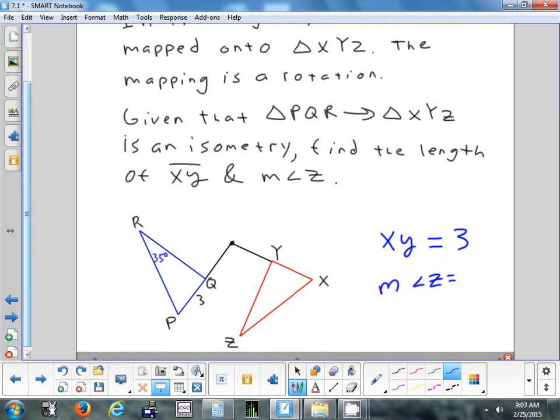Who can describe that kind of the same way? Luke? Angle Z is congruent to angle R, so it's 35 degrees. Yeah, angle R and Z are both the third letter. They're congruent. Since they're congruent and we know R is 35, that means Z is 35. Okay, just using the very simple idea that side lengths and angle measures do not change in an isometry.